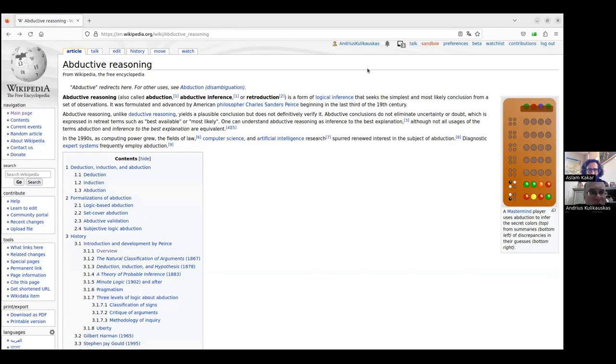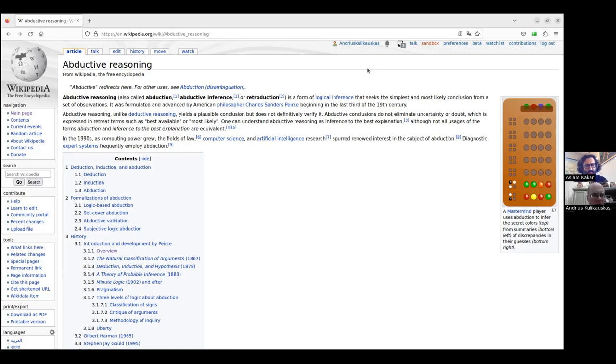Okay. So abductive reasoning, also called abduction, is a form of logical inference that seeks the simplest and most likely conclusion from a set of observations. It was formulated by American philosopher Charles Sanders Peirce, beginning in the last third of the 19th century. Abductive reasoning, unlike deductive reasoning, yields a plausible conclusion, but does not definitively verify it. Abductive conclusions do not eliminate uncertainty or doubt, which is expressed in hedging terms such as best available or most likely. One can understand abductive reasoning as inference to the best explanation, although not all usages of the terms abduction and inference to the best explanation are equivalent. In the 1990s, as computing power grew, the fields of law, computer science, and artificial intelligence research spurred renewed interest in abduction. Diagnostic expert systems frequently employ abduction.